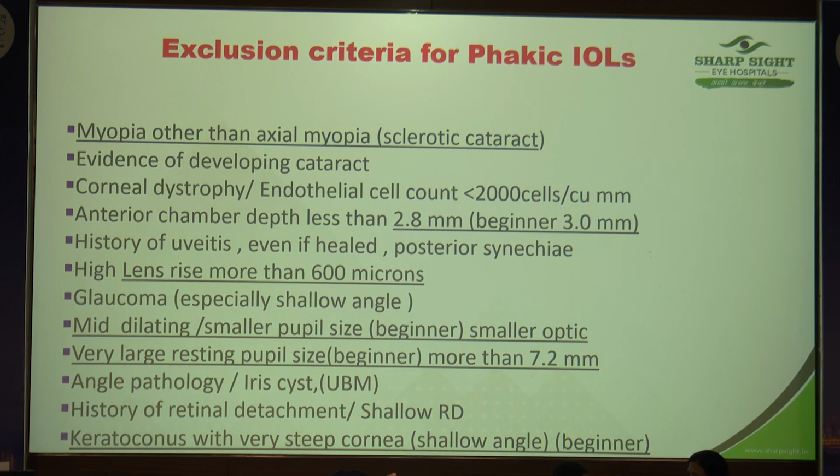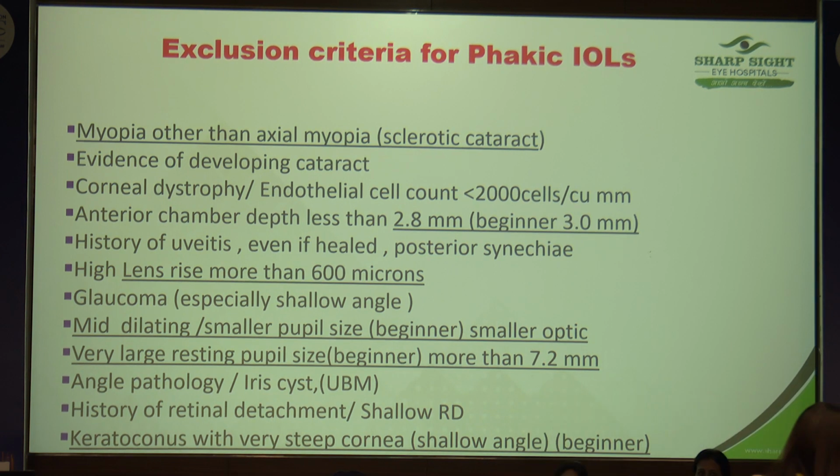Corneal endothelial counts, and beginners should restrain from going below 3 millimeters in the anterior chamber depth to start with. Always look for the lens rise. This is a new concept which I've introduced over the last 2 years, and it's really helping a lot of my colleagues. You have equipment which can actually measure lens rise. We will go to that.